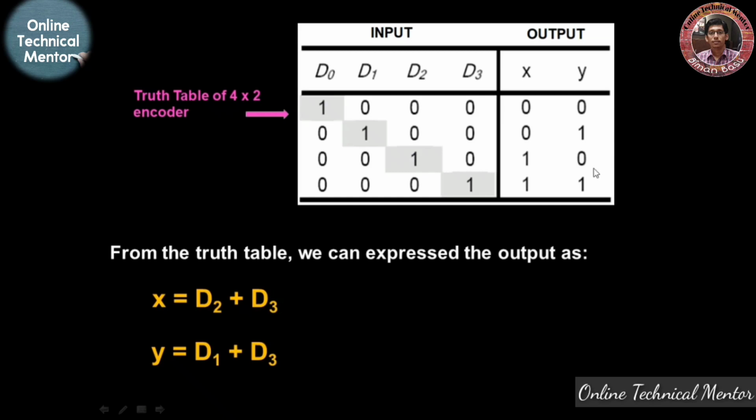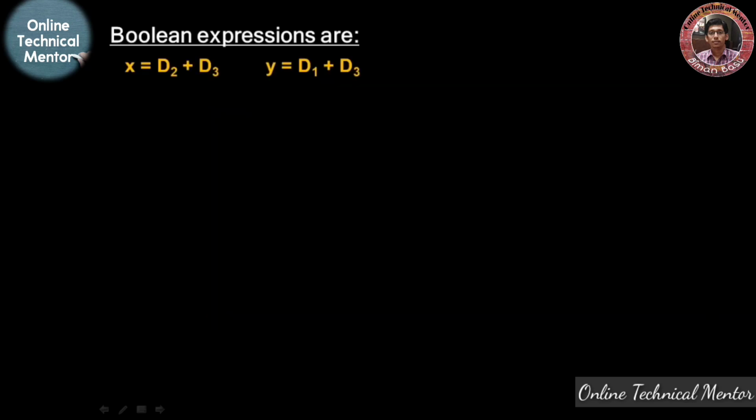Similarly, for the y output, look, the second row and the last, that is the fourth row, become 1. So when y becomes high, look, it happens when D1 is high or D3 is high. That's why you have to write it like this: y equal to D1 or D3. That means when D1 is high or D3 is high, only then y will become high. Now these are your two Boolean expressions derived from the truth table.